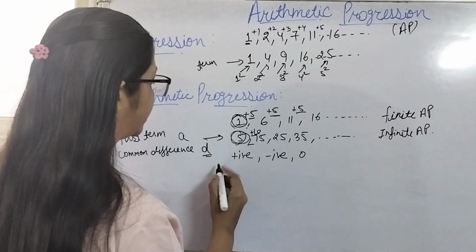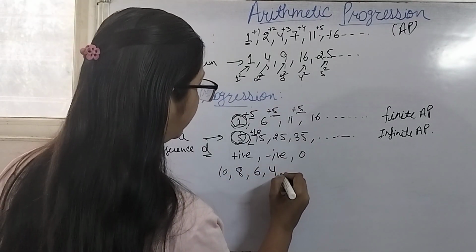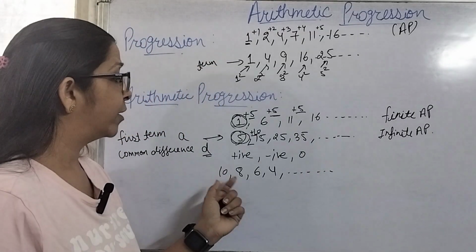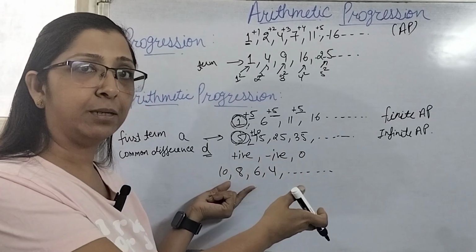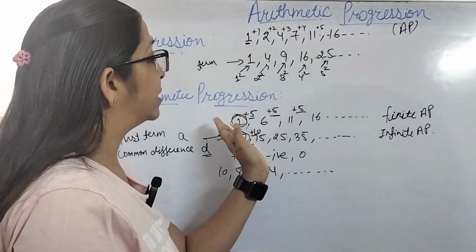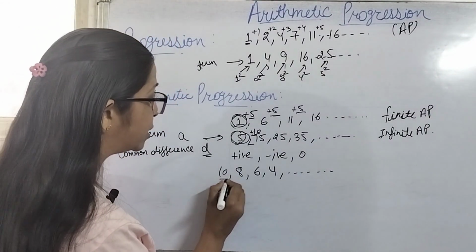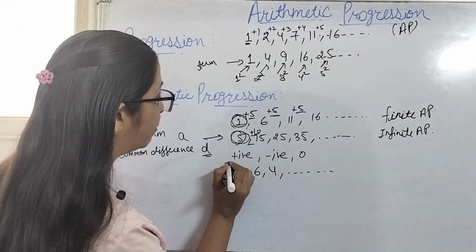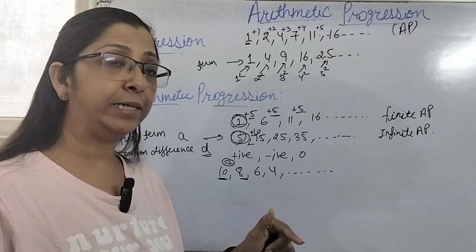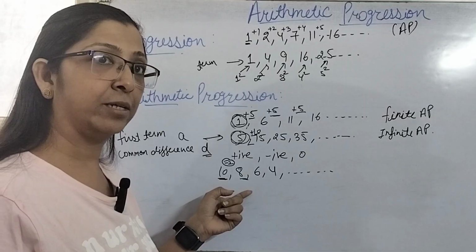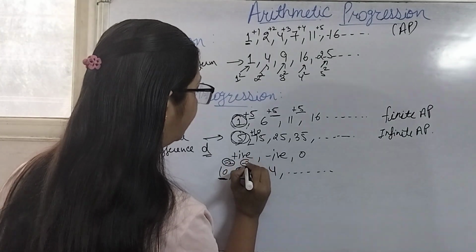Now suppose your sequence is 10, 8, 6, 4 like that. Here we are not subtracting 2 from the previous number to get the next number, because we just now said that in the previous number we are adding some number to get the next number. That means in this previous number we are adding minus 2 to get the next number. Minus 2 is added in 10 to make it 8. Now the same number will be added in 8 to make it 6. So that will be your minus 2.